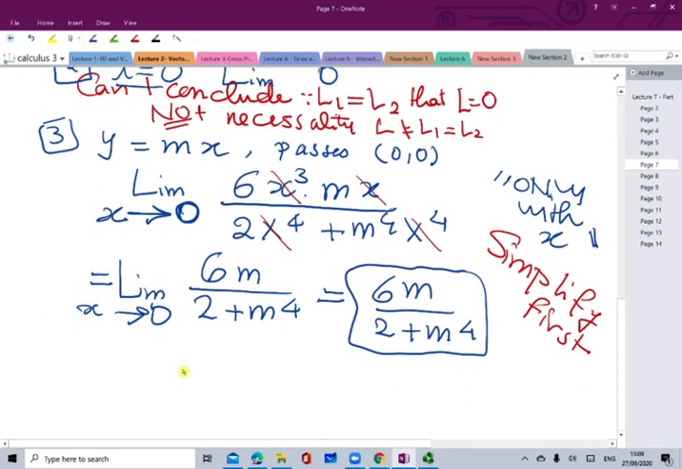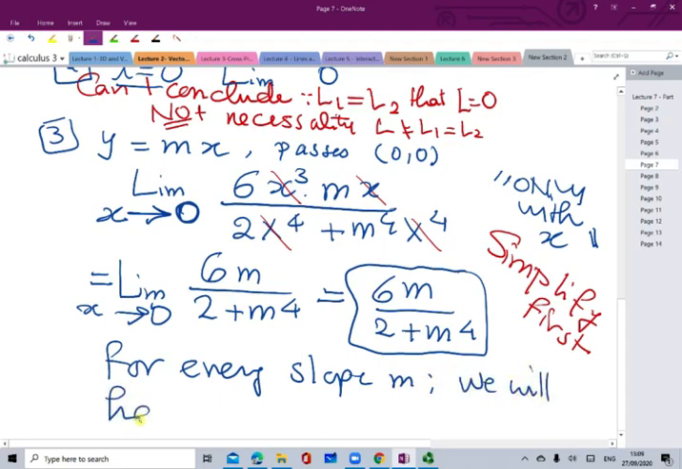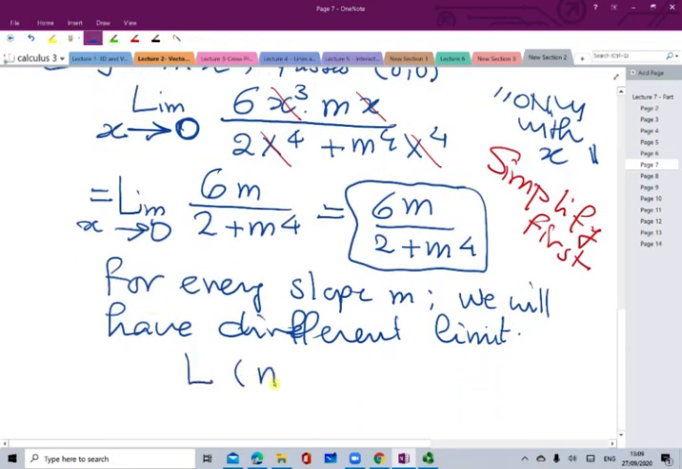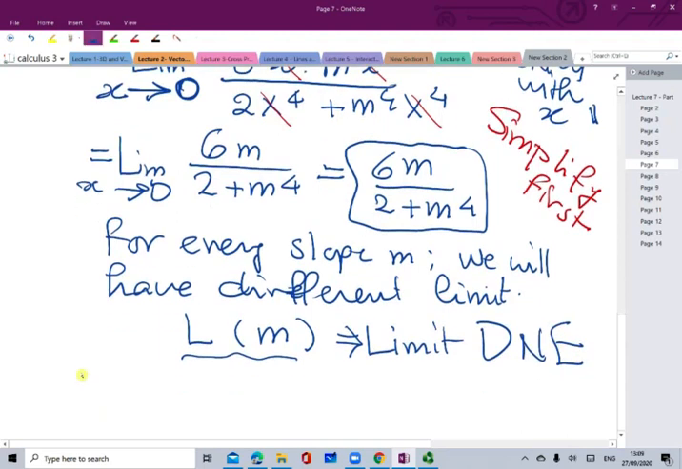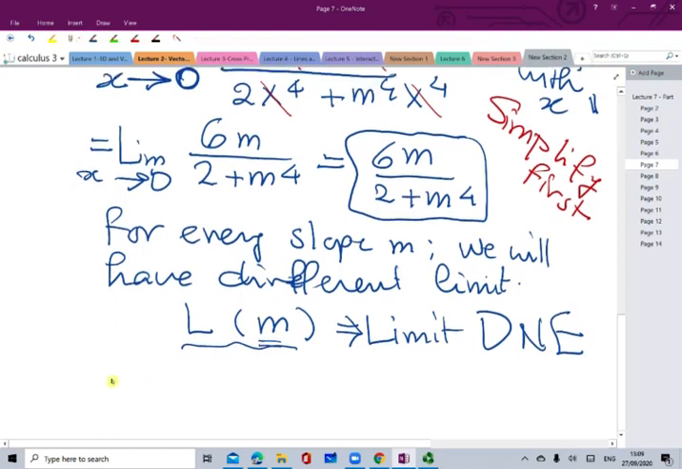What is this? For every slope m, we will have a different limiting value. The limit turned out to be a function of m, so definitely I can conclude that the limit does not exist. The limit is different from different directions. When I change the slope, I find a different value of the limit. Got the idea?